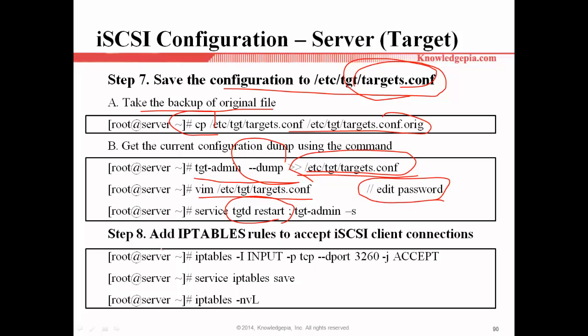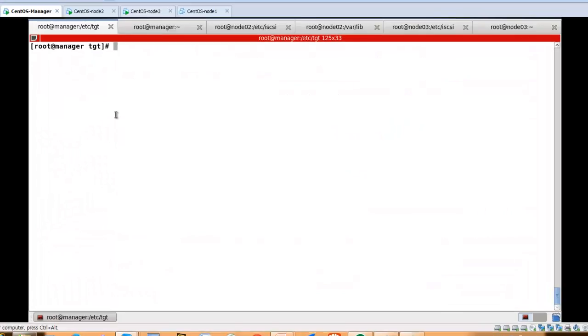And the last step will be iptables: input, TCP, and the port number for iSCSI, 3260. Then accept, then save using this command, iptables -nvL. You can check your iptables setting for the iSCSI port number.